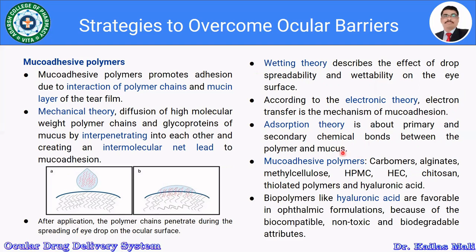There are many types of mucoadhesive polymers which are widely used in ocular preparations, like the carbopols, sodium alginate, methyl cellulose, HPMC, HEC, chitosan, thiolated polymers, and hyaluronic acid. Hyaluronic acid is preferred because of its biocompatibility, non-toxicity, and biodegradability. So this is about the mucoadhesive polymer.